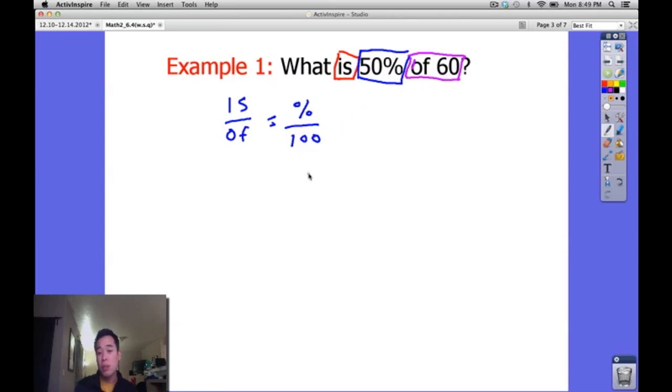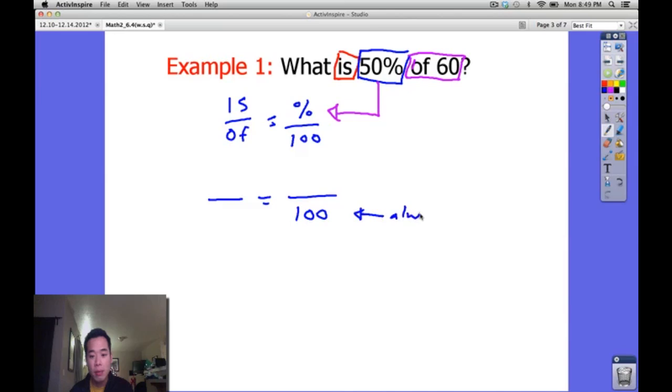So the first thing you want to do is write down is over of equals percent over 100. The second thing you want to do is find the percent. You always want to find the percent first because that's the easiest to identify. Since I found that, I know that's 50%. I'm going to put it in right there. So I'm going to go blank is equal to blank over 100. Here's the tip: this 100 right here will always be there in my expression.